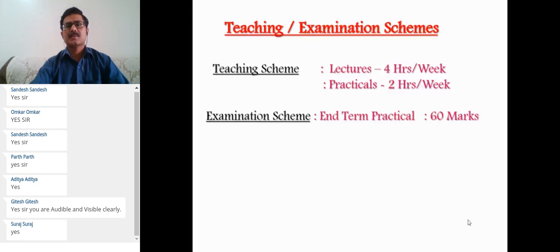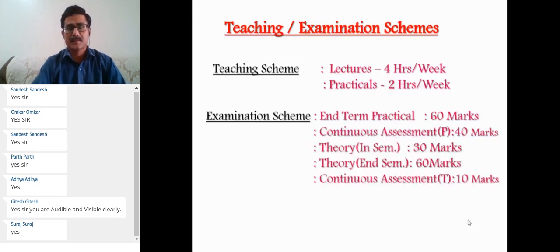The examination scheme consists of the examination for the practical power plant laboratory as well as the power plant engineering subject. The first two lines of the evaluation scheme are for the practical, that is the power plant engineering laboratory. The end term practical examination is of 60 marks, as your batch is for the 2017 pattern. So you will be having the end term practical examination of 60 marks.